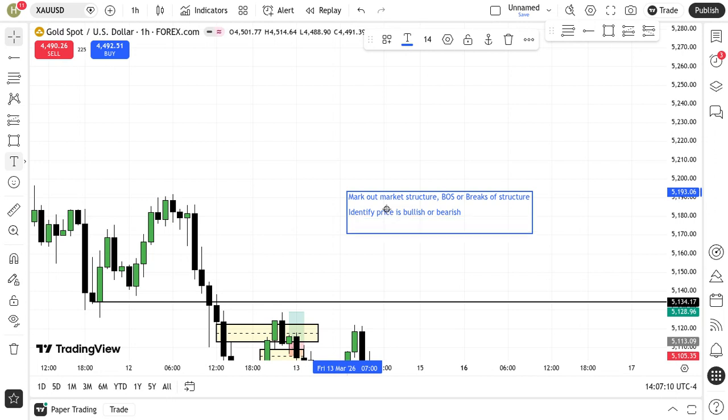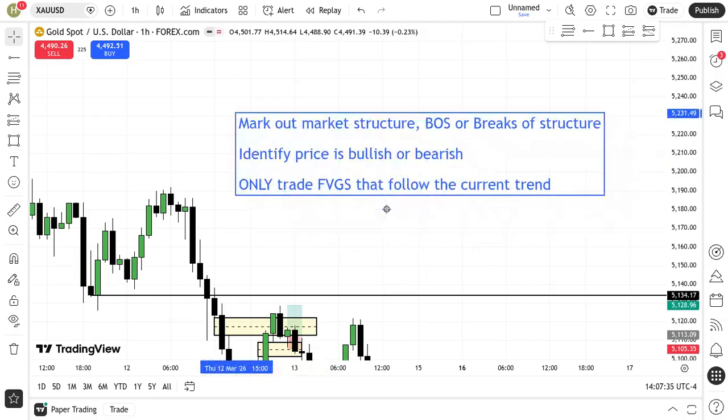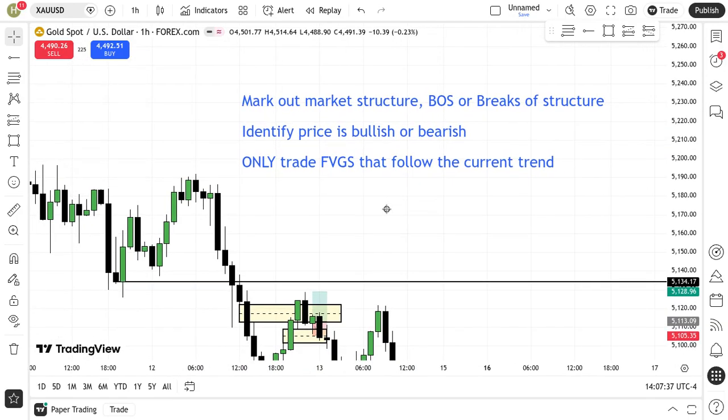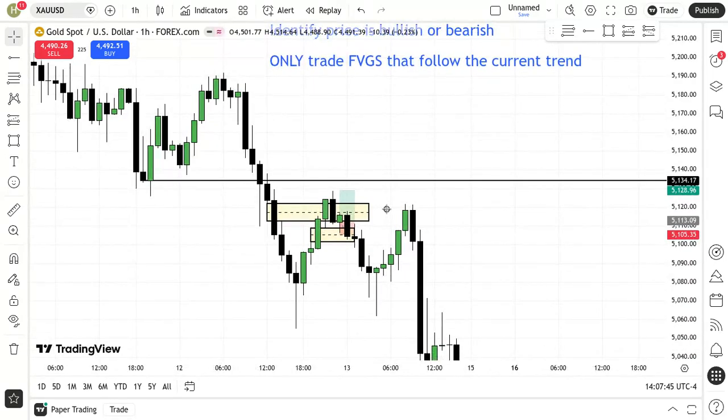And then, once you identify market structure and you find out whether price is bullish or bearish, you want to only, and I'm capitalizing only, trade fair value gaps or FVGs that follow the current trend. That is it. If you are constantly taking fair value gaps that just seem to be failing at a super high rate, more than likely you are trading against the trend. Like I said in this example, you would have been trading against the trend if you took this.